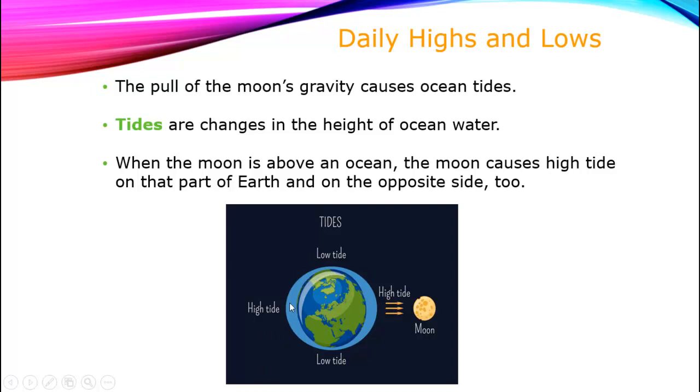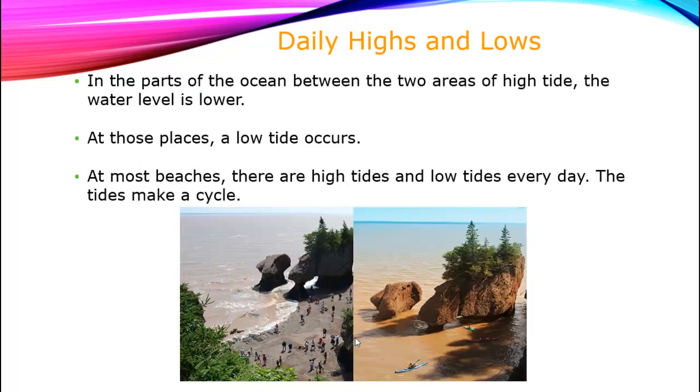And between these two high tide places there are low tides. And at low tide the water level is lower. So at those places a high tide occurs, and between the two high tide places there are low tides. At most beaches there are high tides and low tides every day. The tides also make a cycle.